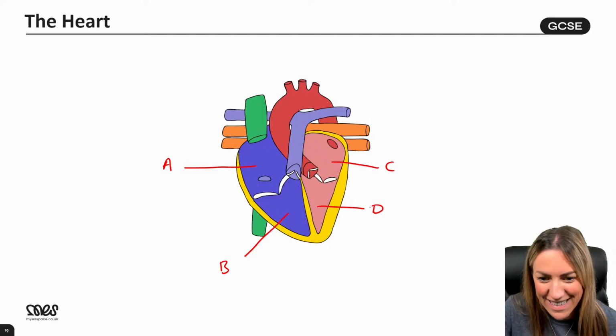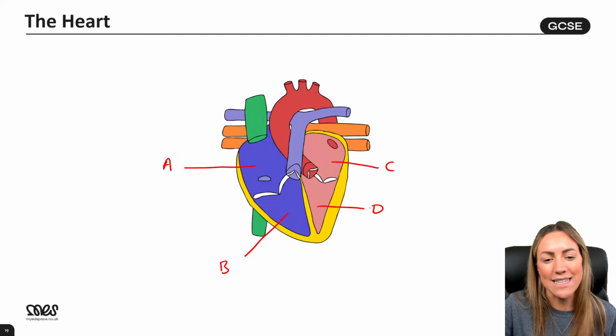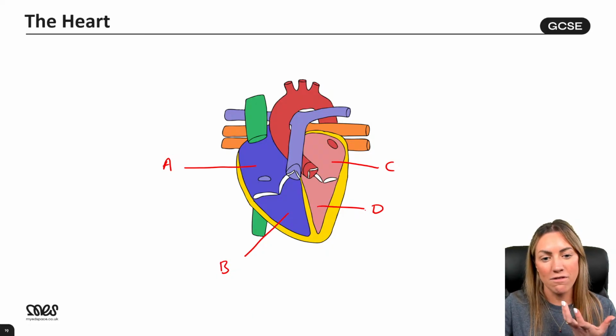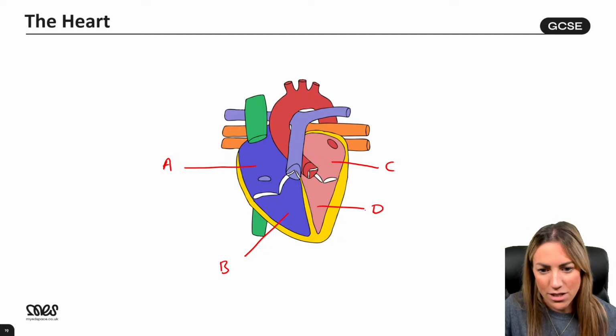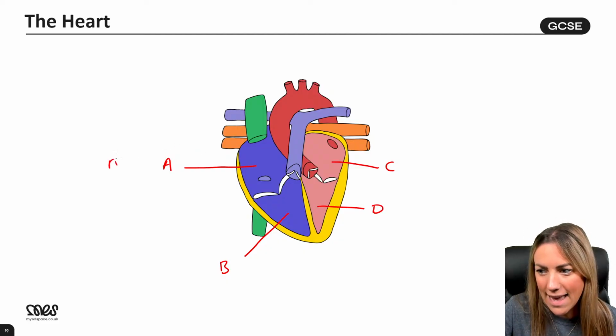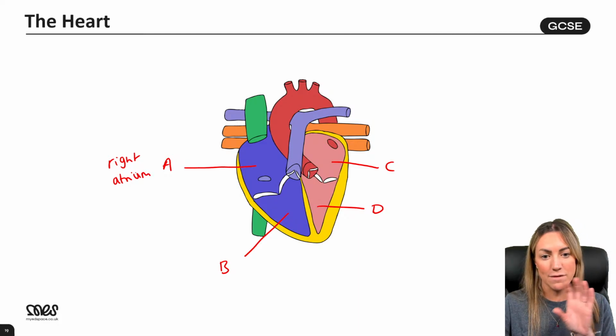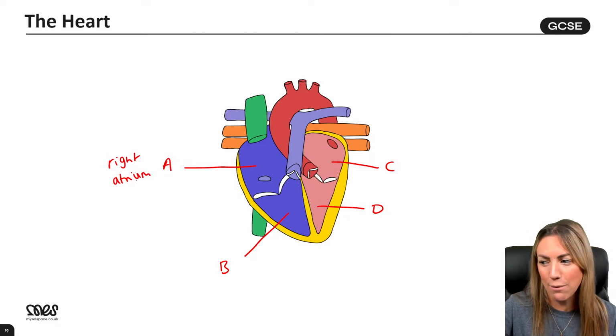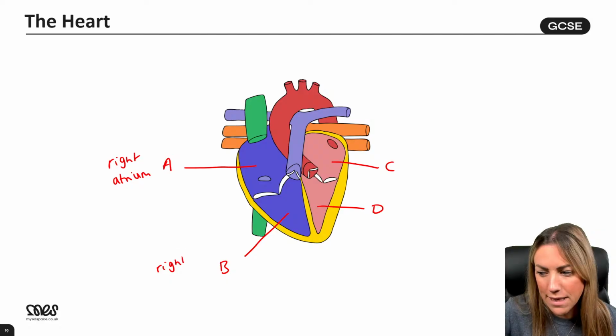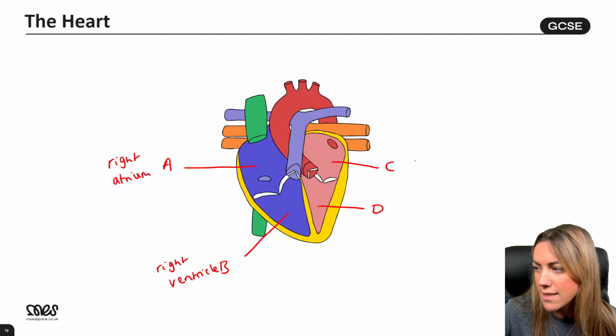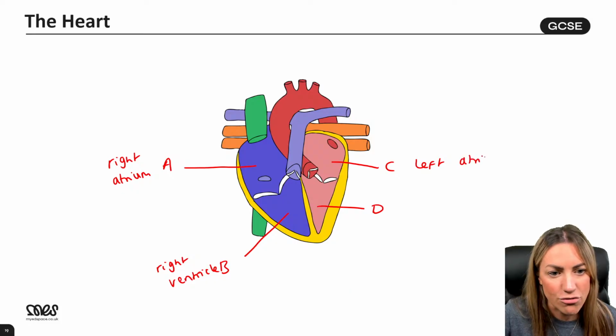Let's label the chambers first, please. This should be really quick. Remember that when you look at the heart on a piece of paper, you have to reverse the sides because you're imagining it's in your body. So don't get the sides mixed up. A is actually the right atrium. It's the left on paper, but if you pick that heart up and put it in your body, that would be the right side. B is the right ventricle. C is the left atrium, and D is the left ventricle.